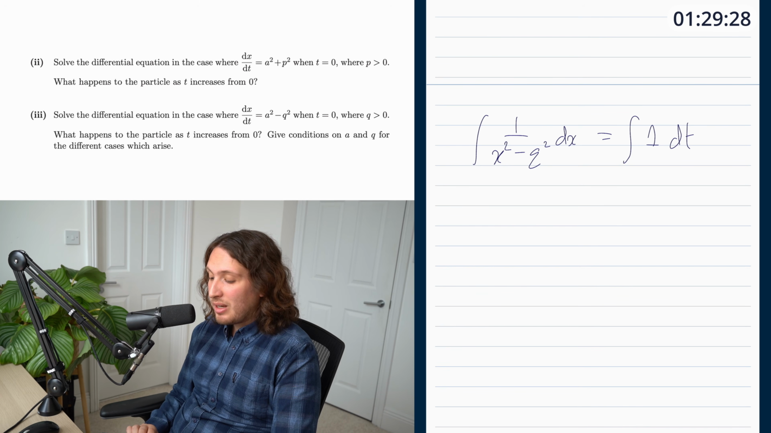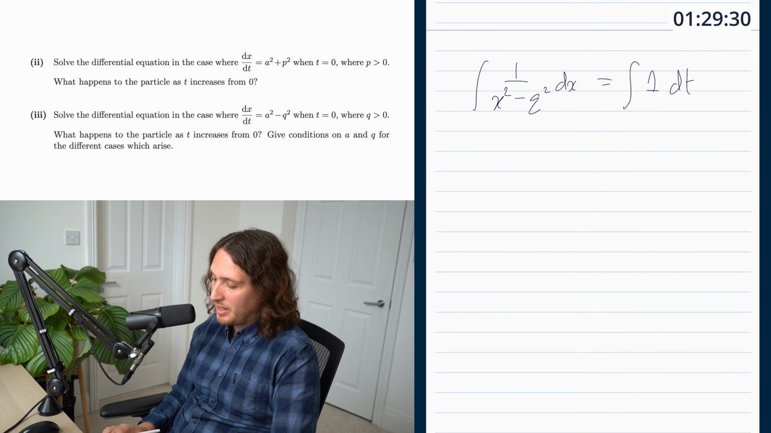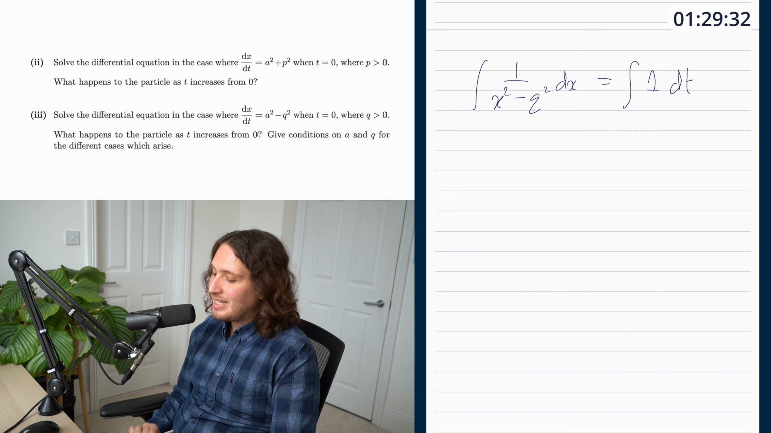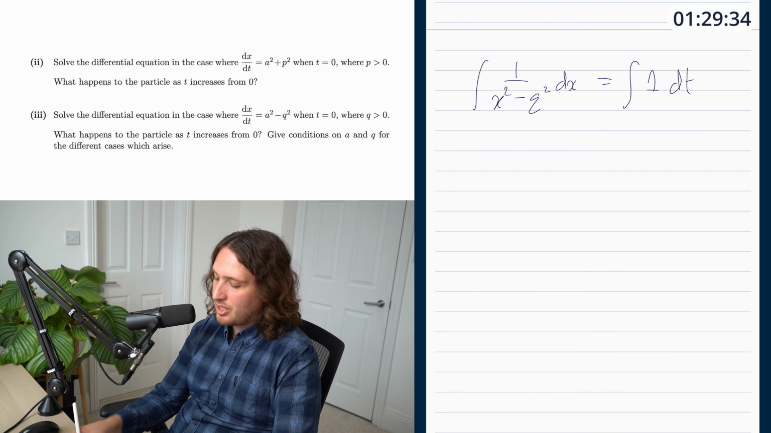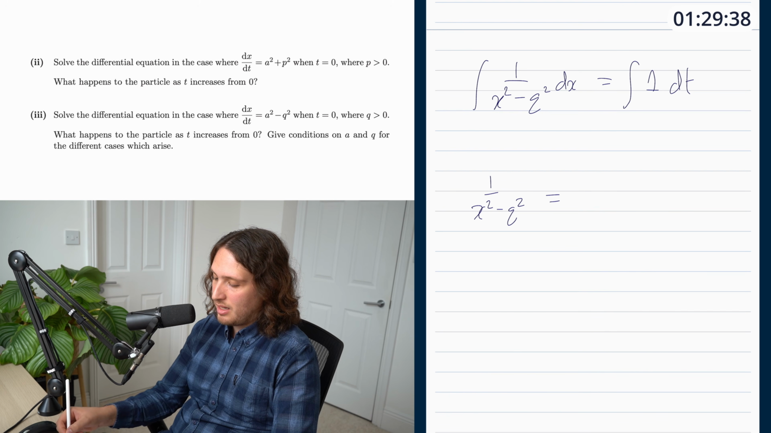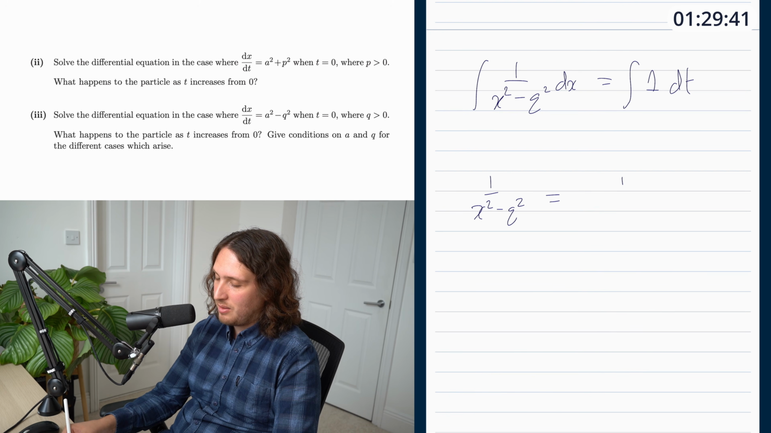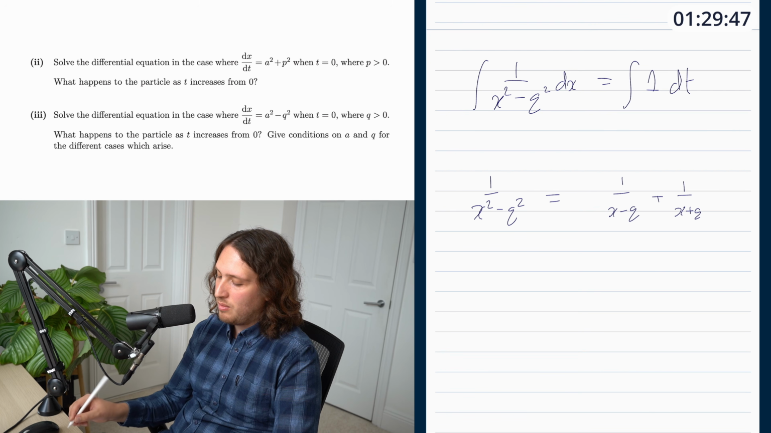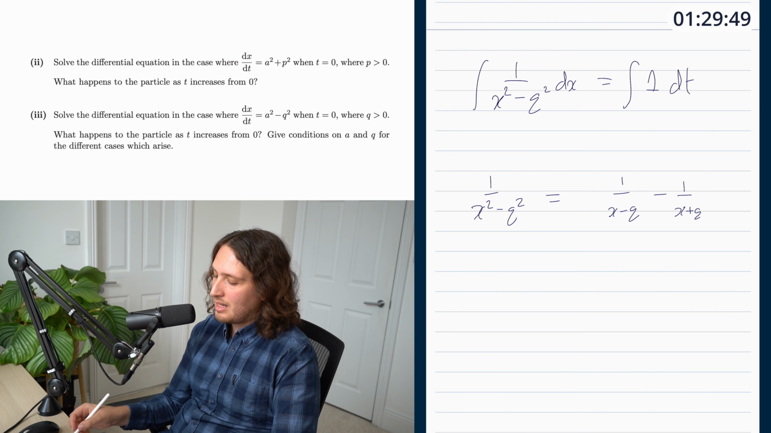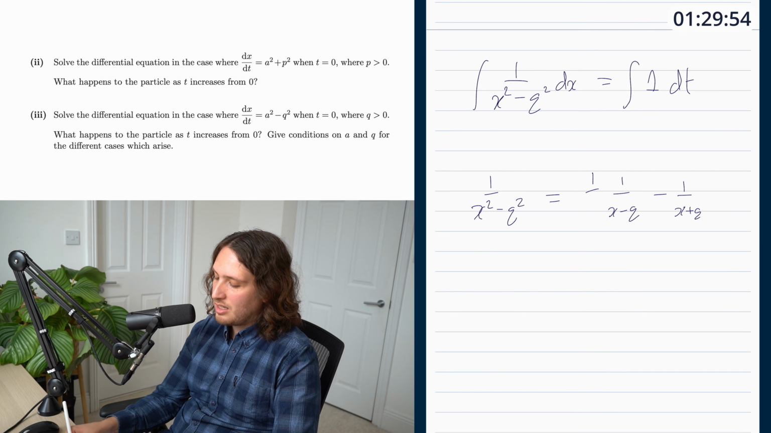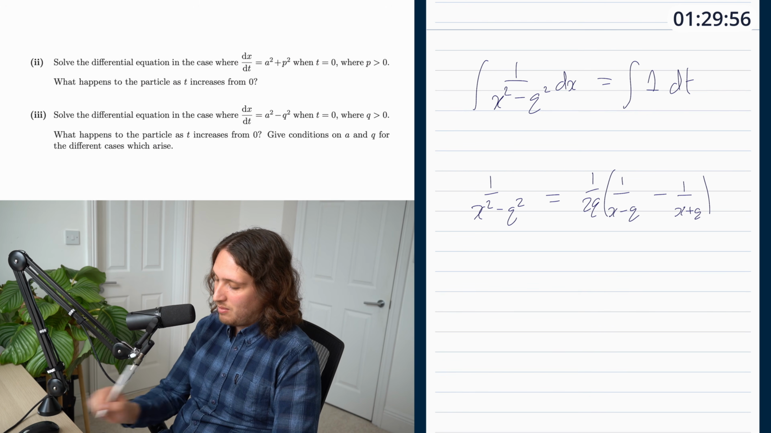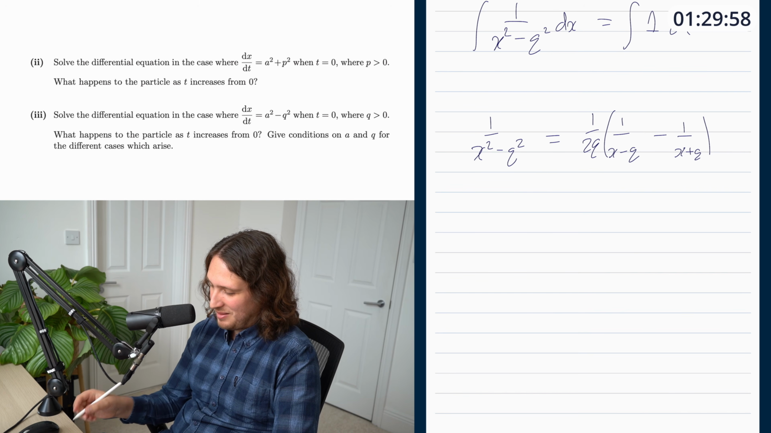Now I could use hyperbolics, but this is step 2, so I'm not going to. Instead, I can use partial fractions. So I am going to be really naughty and try and do it just by looking at it. So if I do 1 over x minus q minus 1 over x plus q, that gives me 2q over that denominator. So I just need to divide by 2q. There we go. That's bought me a bit of time.